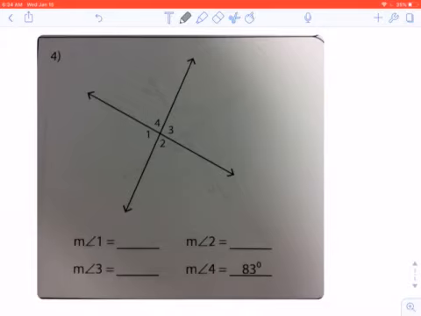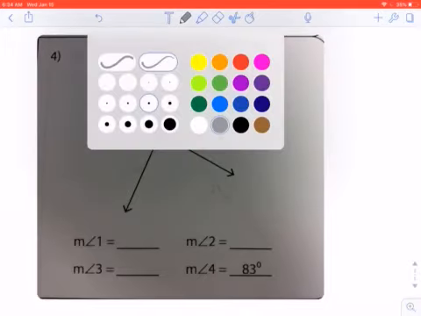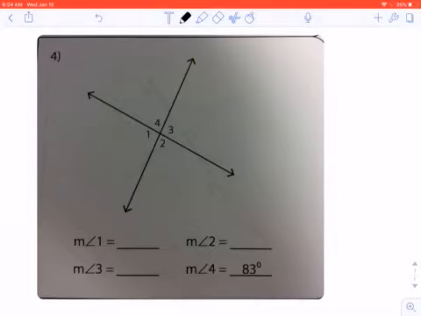All right, changing gears, and we're now looking at angles that are intersecting, and we want to look at the angles that are going to be vertical first. So angles 2 and 4 are vertical angles. They will be equal to each other. So if angle 4 is 83 degrees, then angle 2 is also going to be 83 degrees.